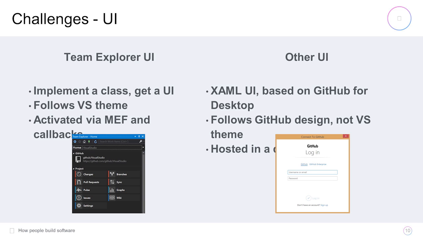Team Explorer gives us a class that we implement and interfaces that we implement and creates the UI for us. So we don't control most of this UI. We set properties and we control some things, but not a lot. And all of this is activated via callbacks and such. We don't control the lifetime of this UI. It just shows up whenever. So it has very specific lifetime constraints that we have to follow.